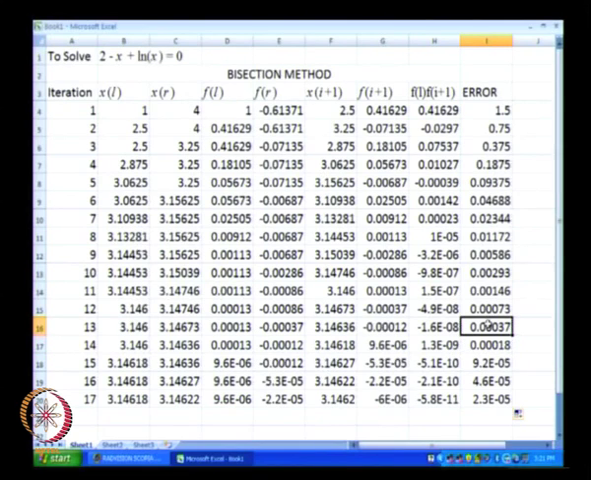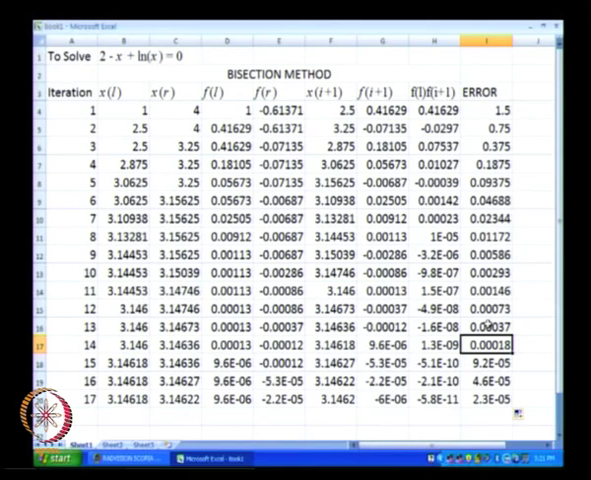Some of you might notice that every time we increase one iteration of the bisection method, we essentially reduce the error by half. So from 1.5 the error reduces to 0.75, from 0.75 the error reduces to 0.375, and so on and so forth. The stopping criterion, if you recall, that we had decided was that the absolute value of the error should be less than 10 to the power minus 4.